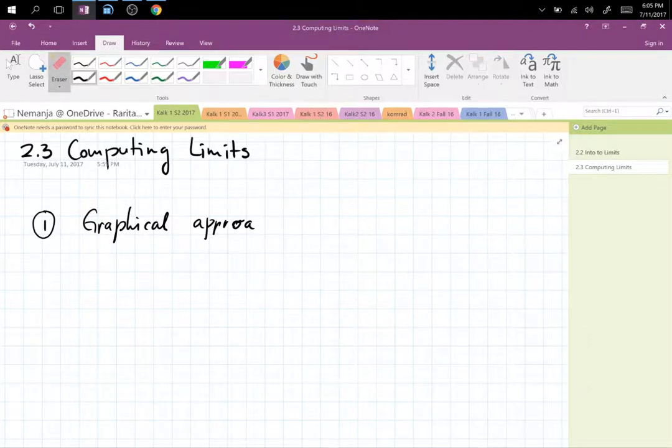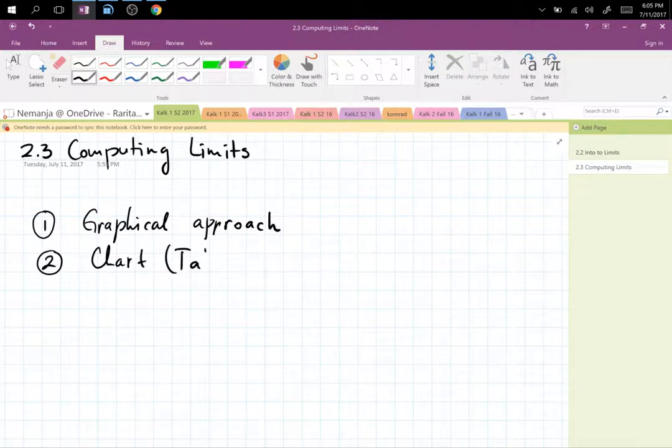Sometimes you can't win. There we go. And the chart table. The next one is going to be called analytic, which is actually kind of algebra way.